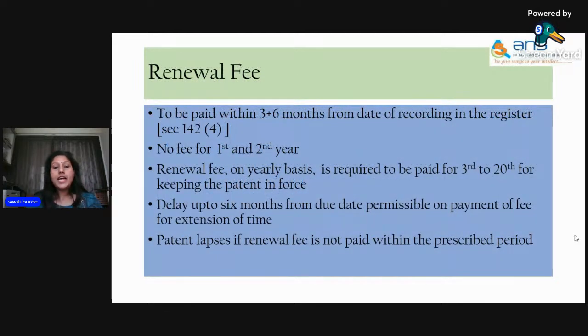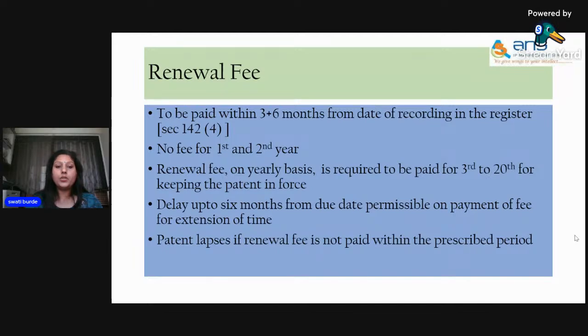Now, once the patent is granted, you have to keep it alive. You have to pay the renewal fees to the patent office. Usually, it starts from the third year and goes up to the 20th year of the patent lifetime. If it is delayed, then the patent lapses. But it can be renewed. There is a procedure. You have to file a request to get it reactivated.